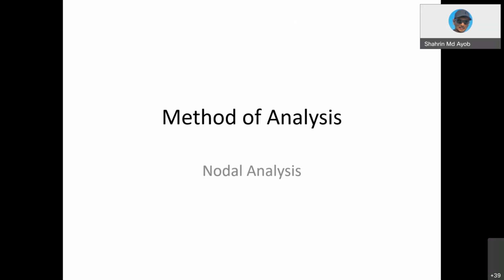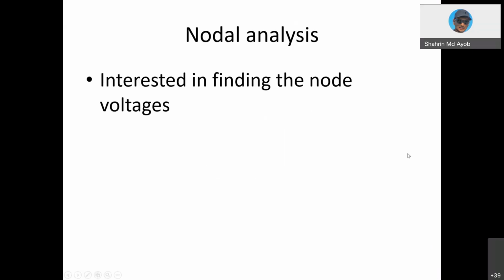Okay, so nodal analysis. So it is interested in finding the node voltage. So what is meant by node voltage? If you have a circuit like this, a resistor, and then you have another branch, so this is what we call node voltage. Okay, for example, this one we define as V1. So what is the value of the V1 here?